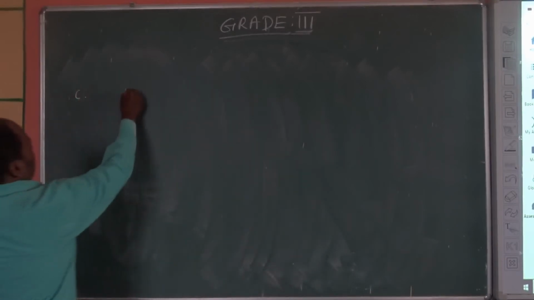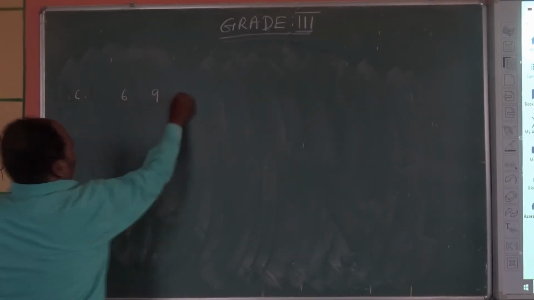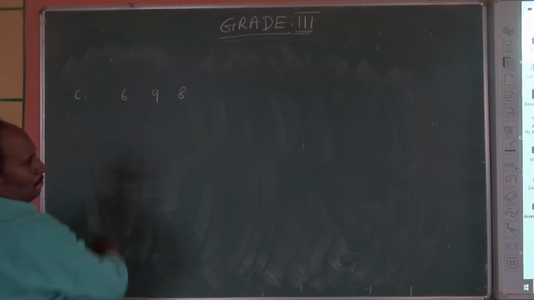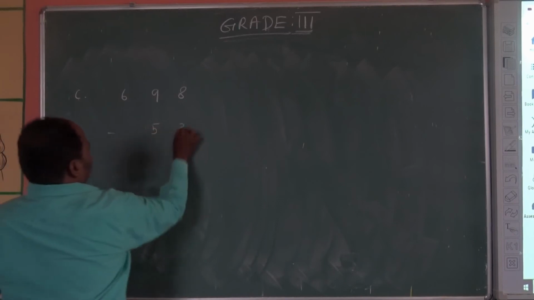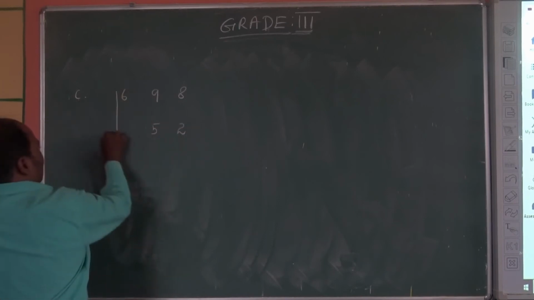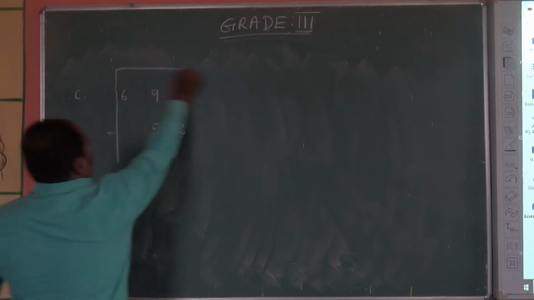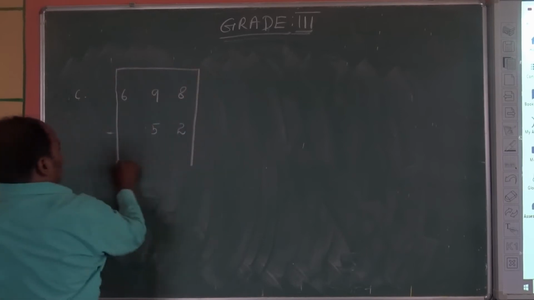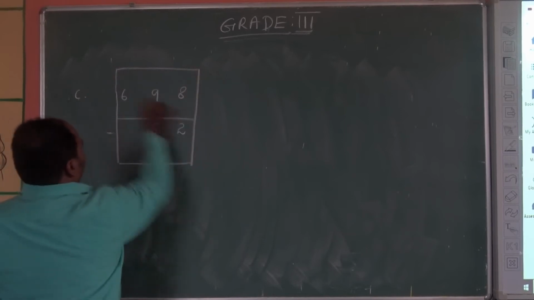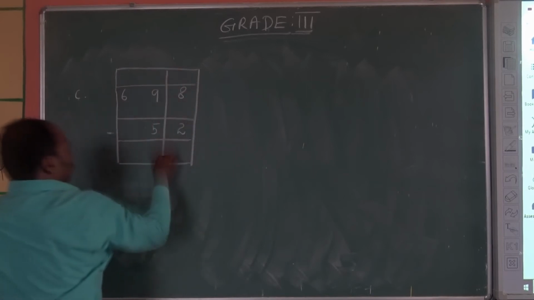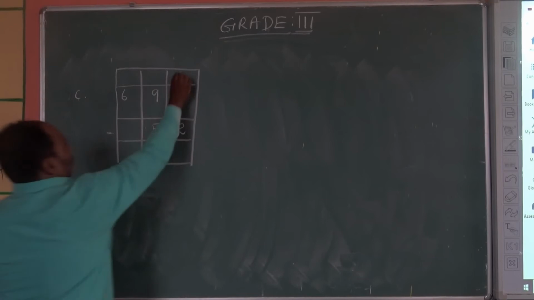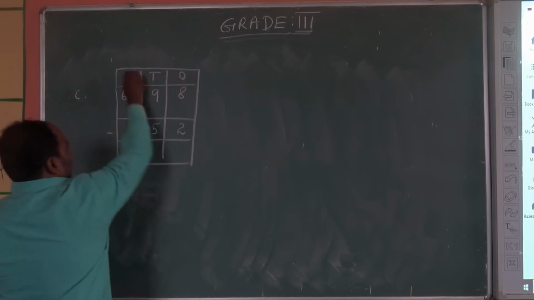And see part: 698 minus 52. 698 minus 52. Ones, tens and hundreds.